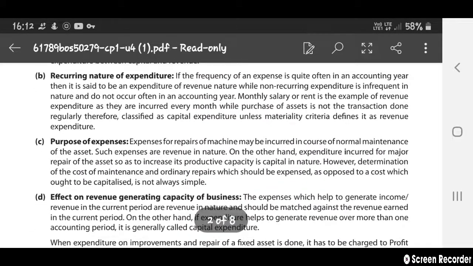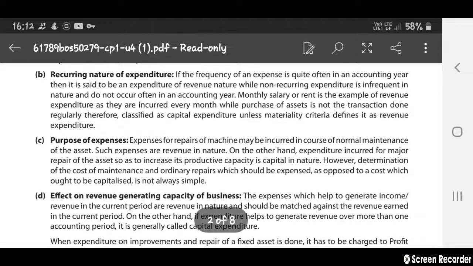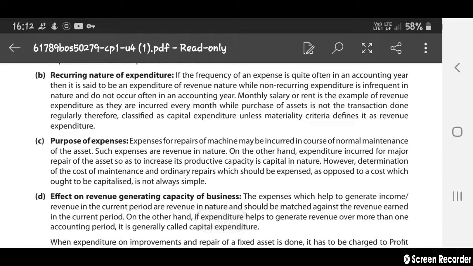Next is the recurring nature of expenditure. If an expense occurs quite often in an accounting year, then it is said to be an expenditure of revenue. While non-recurring expenditure is infrequent in nature and does not occur often in the accounting year.